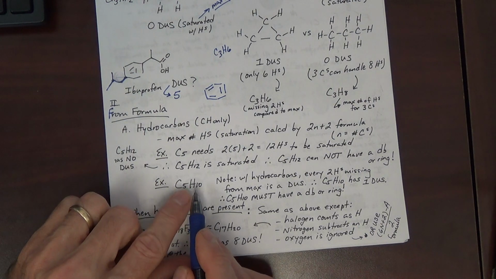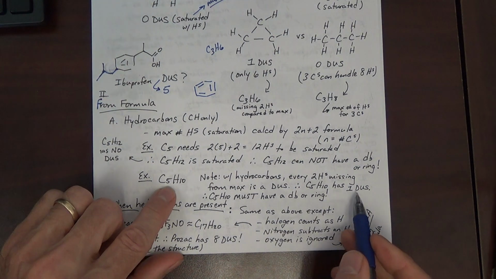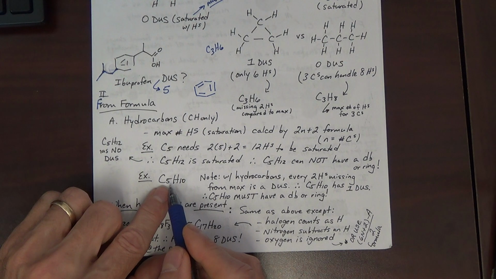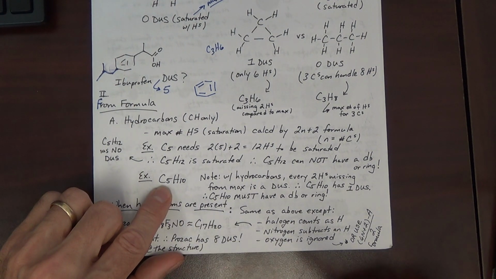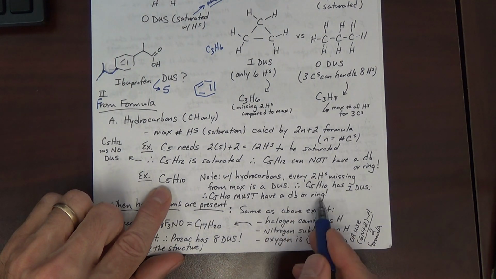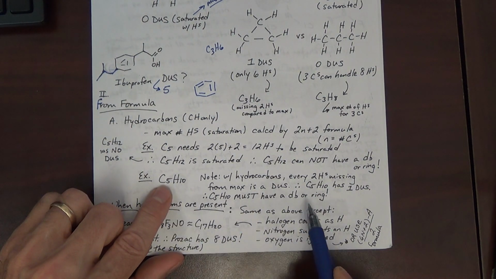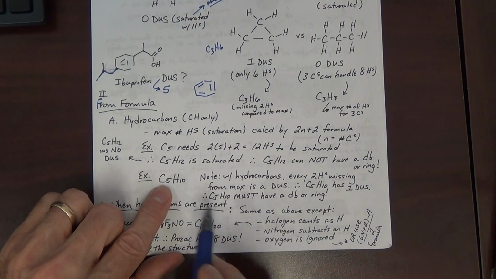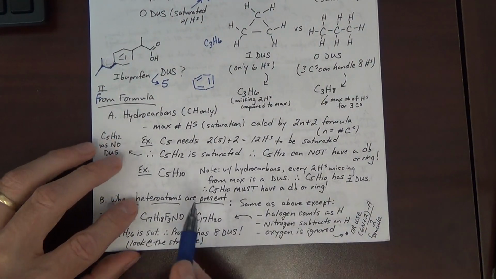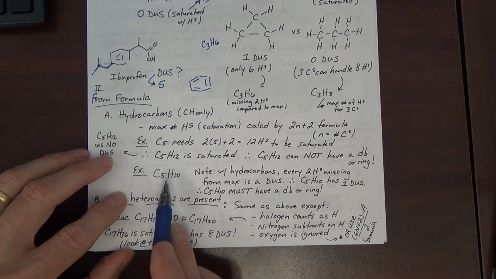So we know from formula that any compound with this formula is going to have 1 DUS. That's very powerful again. Thus, any structure with this formula must have either 1 double bond or 1 ring, because either one of these is 1 DUS. But we also know that the compound cannot contain a triple bond, because a triple bond would be 2 DUS, and this formula indicates only 1 DUS.